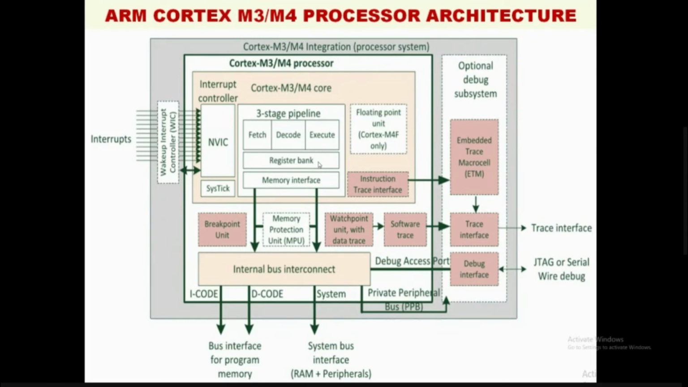Okay. So there is something like a memory interface, which is your program memory, program counter kind of things. And this is what the fetch, decode, execute, register bank, and memory interface kind of things. And there is something like a floating point unit. We will be discussing this in detail, which is something like 0.1 plus 0.1 equal to 0.2.